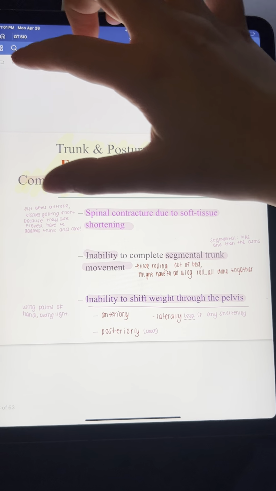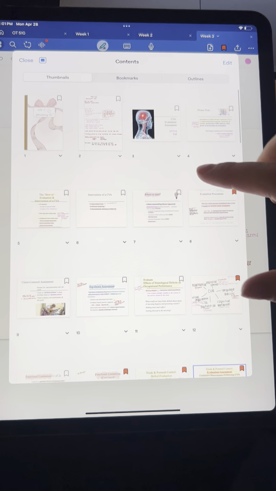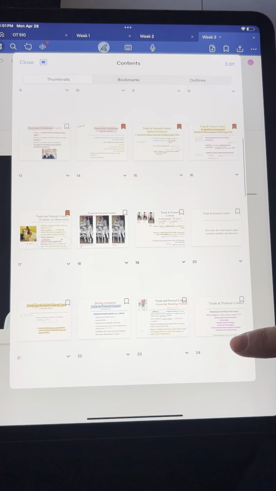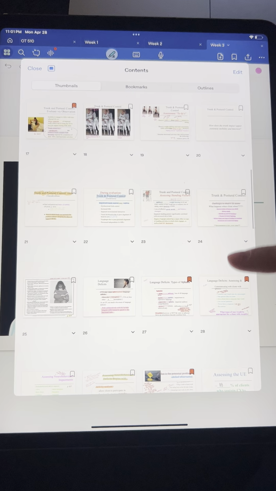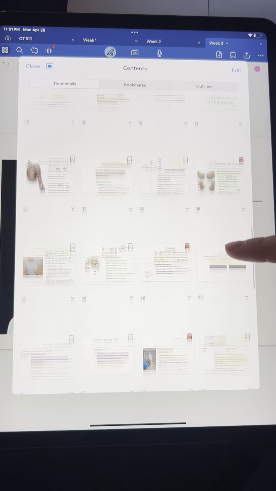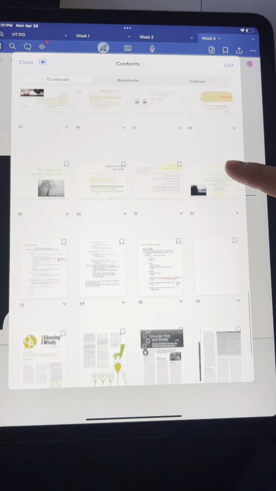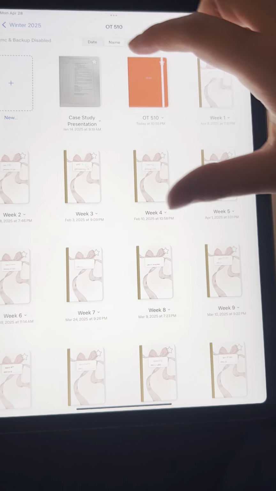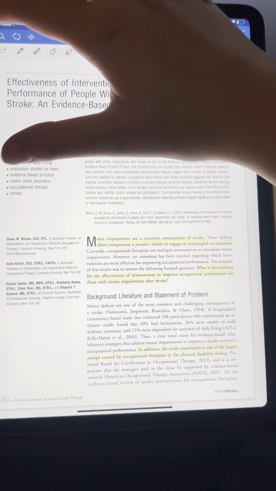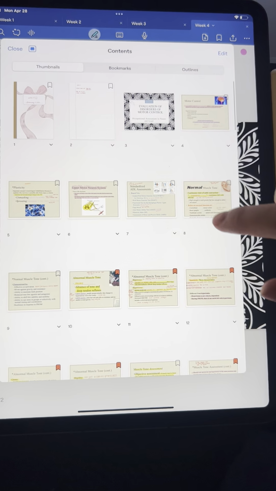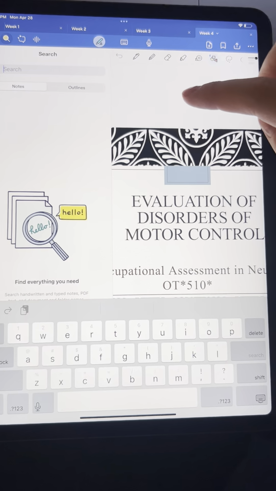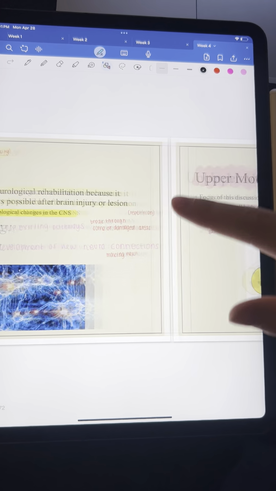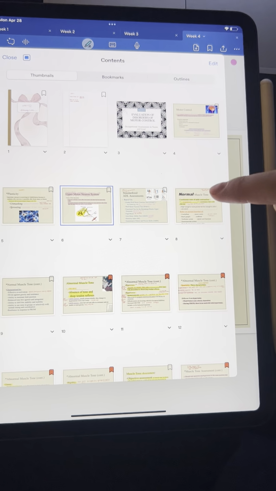Week 3. This was the CVA week. So I have hand wrote on all of the PowerPoints and sensory, and also the readings. Week 4, motor control, and again, just hand wrote all of the stuff.